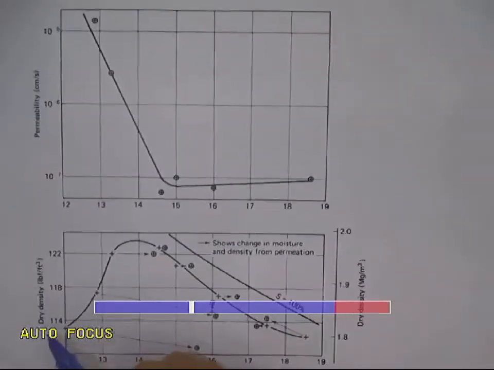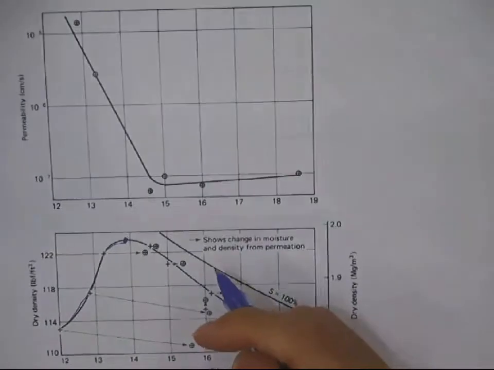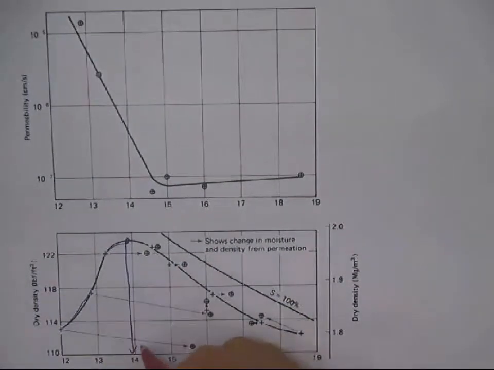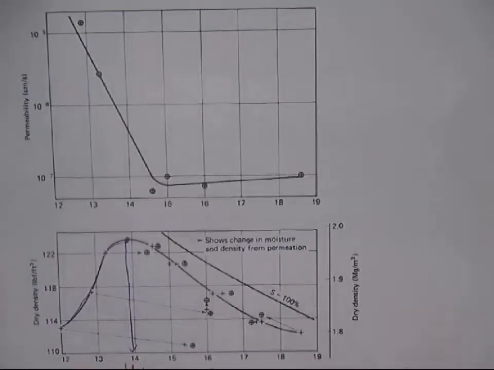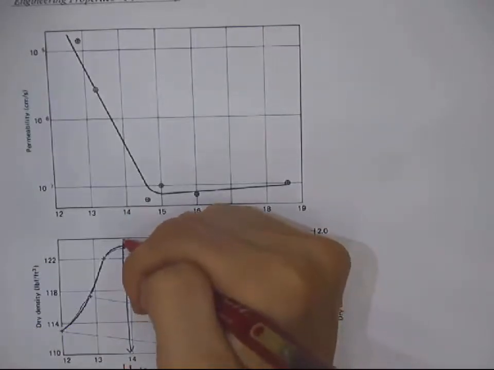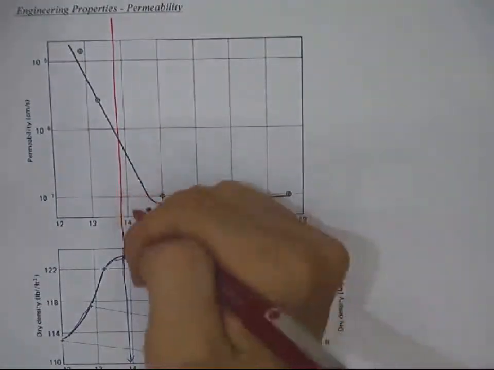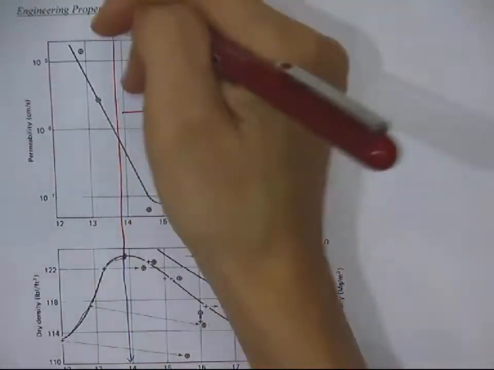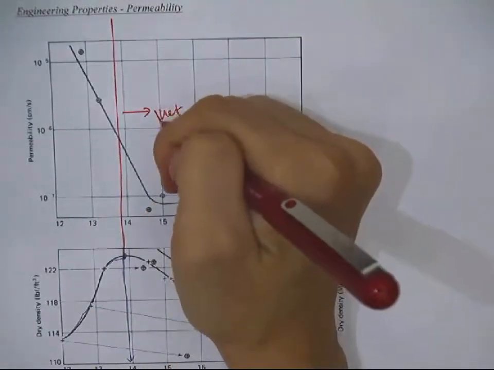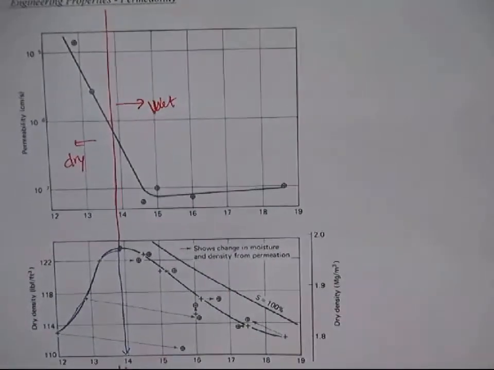This is the compaction curve, right? And this is the normal compaction curve. Here is the maximum dry density. And here, let me use the red one, the optimum water content, right? If you plot it, you could extend the line like this. The right side of this red line is the wet side. And the left side is the dry side.